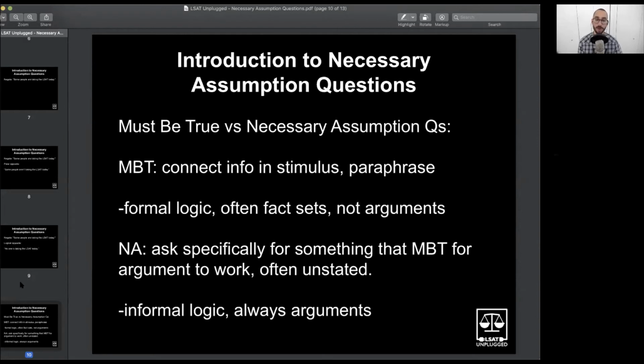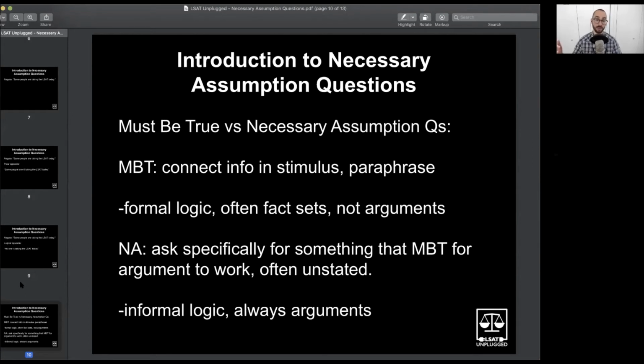In contrast, necessary assumption questions are, again, asking for something that's typically unstated, not stated directly in the stimulus outright, but is, of course, required for the argument to work. And these are more often going to be informal logic. In fact, I always view these as being informal logic, meaning we're not diagramming here. Never diagramming necessary assumption questions.